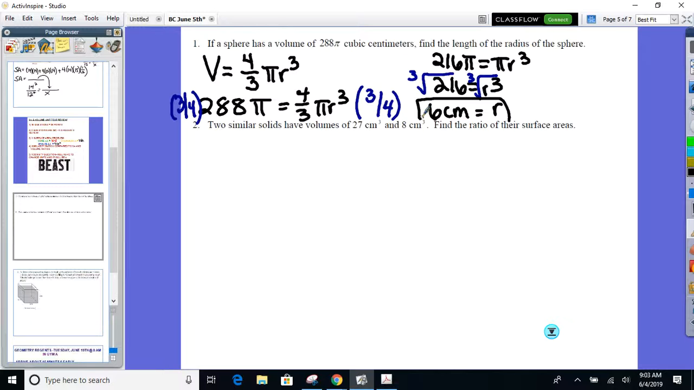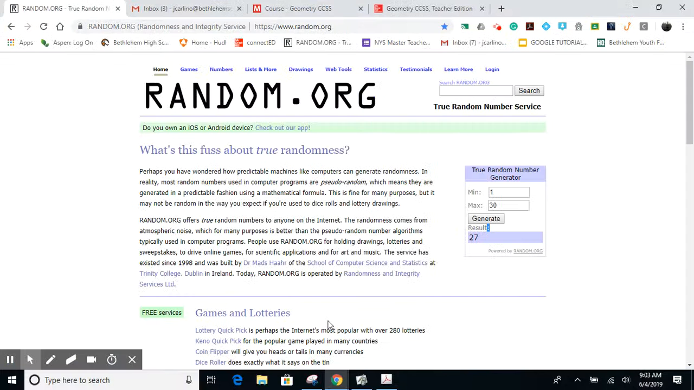Any questions from the audience here? Number 2, 2 solids. I gave you the volumes. What's the ratio of the surface areas? What is your plan? Volume of one is 27. The volume of the other one is 8. How are you going to get the surface area? What is your plan to get to the surface area? Any thoughts on getting to the surface area?